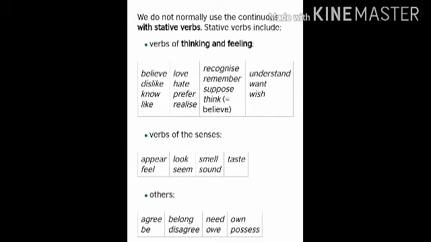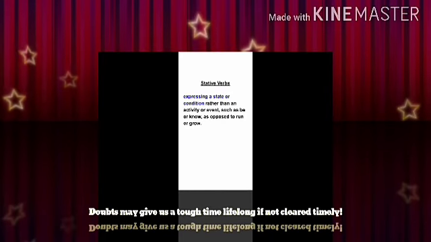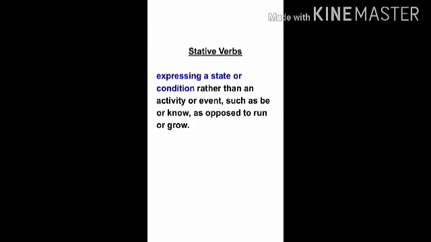Now, verbs of thinking and feeling: love, hate, prefer, realize. Verbs of senses: appear, feel, look, smell, and some others like belong, disagree, need, own, possess. Now, what are stative verbs? These verbs express a state or condition rather than activity or event, such as be, know, as opposed to run or grow.